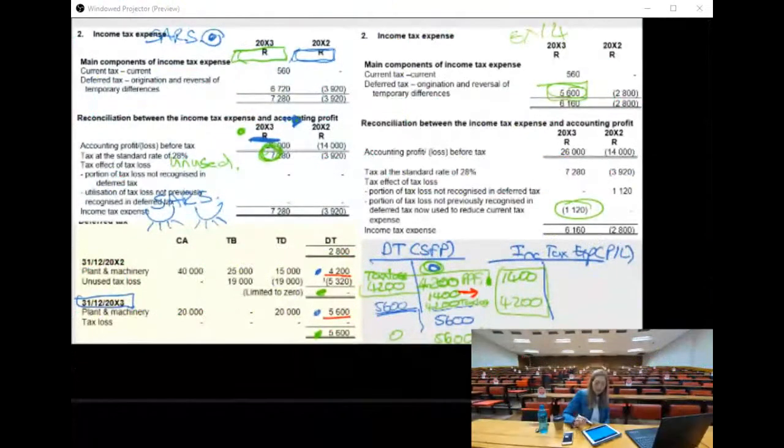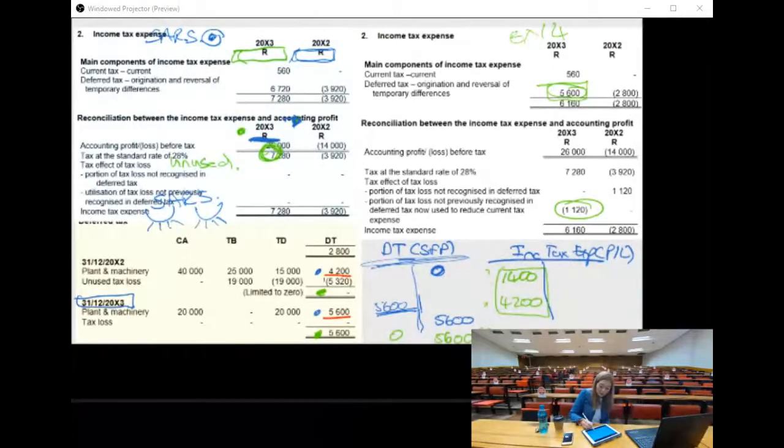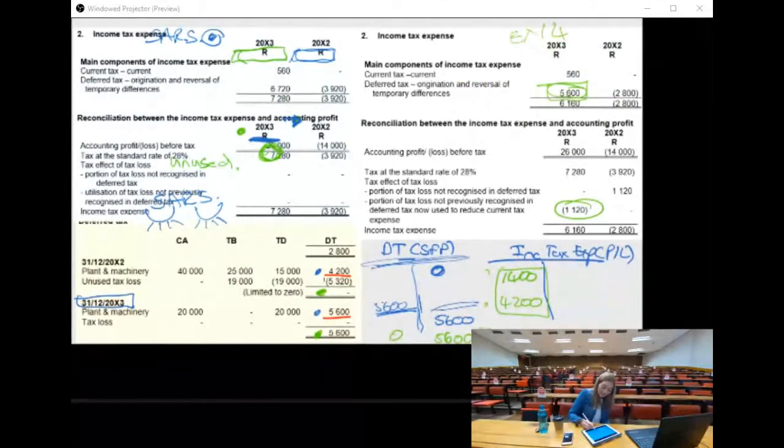Cool, Mr. van Buren. But remember, we don't do it this way. I'm just showing you what that movement consists of. We actually just do a journal for the movement. So we would have just said, our opening balance was 0. We want our closing balance to be 5,600. Therefore, we need a movement of 5,600 over here. That goes to my income tax expense account. Okay, any further questions on the limited recognition of an unused tax loss?